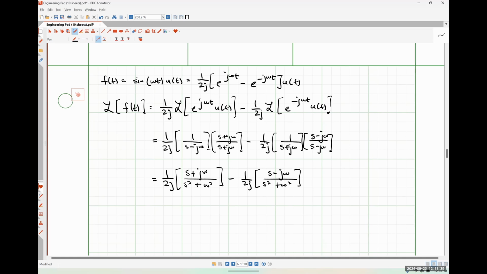So now I have s minus s, so the s's cancel out. I have a j omega minus a negative j omega, so that's going to look like 2j omega divided by 2j, which just gives me an omega in the numerator with a denominator of s squared plus omega squared.